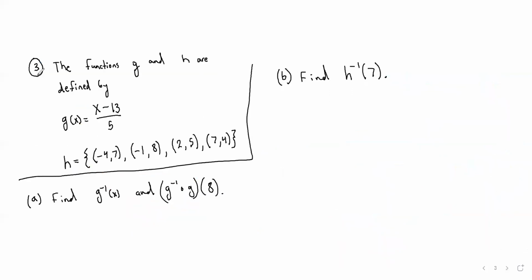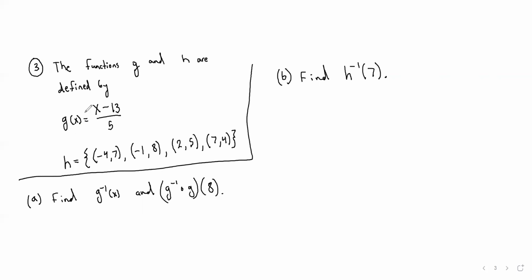Okay, now let's look at problem 3. Here we're given the functions g and h. g of x is given by this formula, (x minus 13) over 5. And the function h is given by this collection of coordinate points. When we get to that part of the problem, I'll explain what this means. But first, let's look at question A. We want to find g inverse of x and g inverse of g of 8. So let's first find g inverse of x.